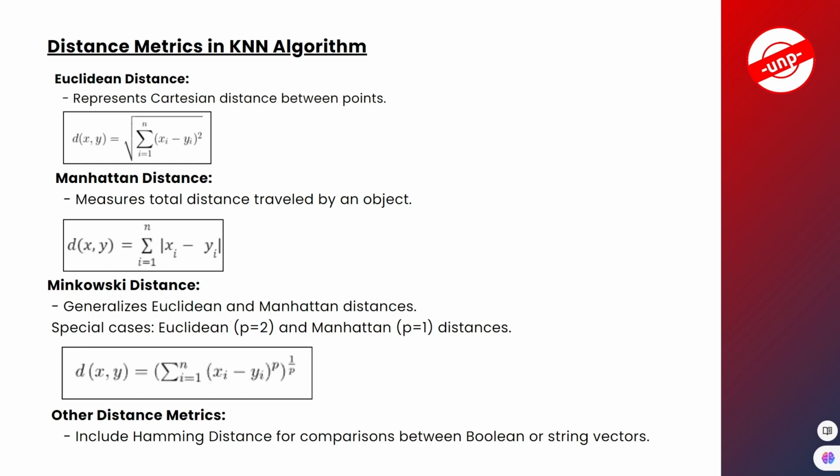In this distance, we consider 2 points x and y in n-dimensional space. Subtract the coordinates of y from x. Square each difference, sum them up, and take the square root of the result.